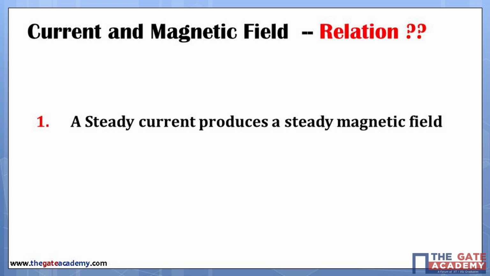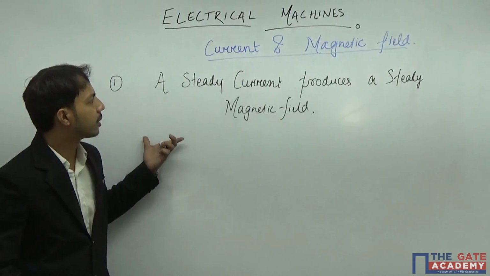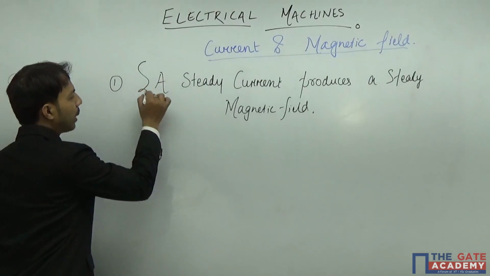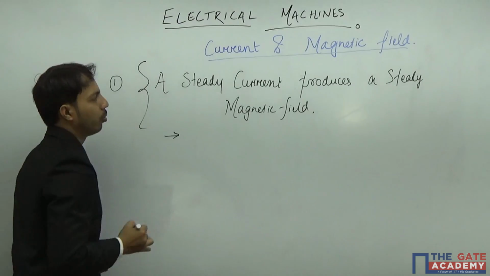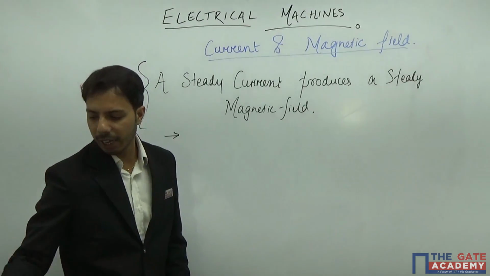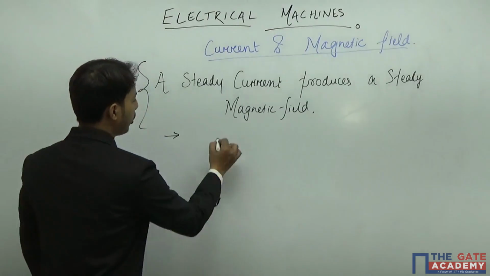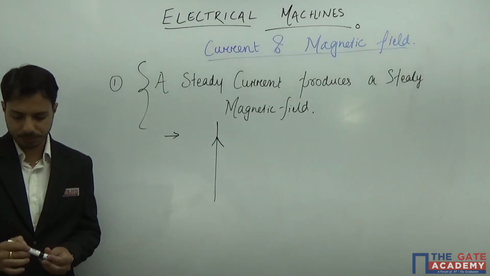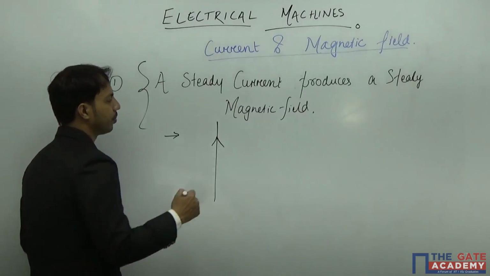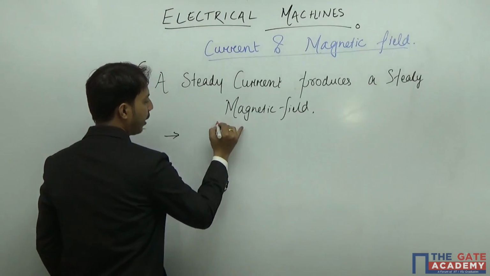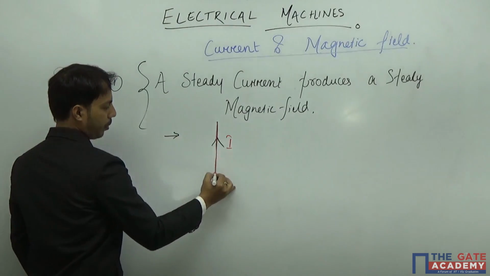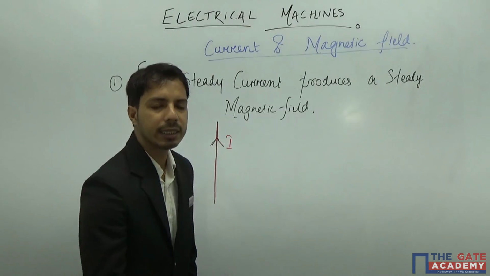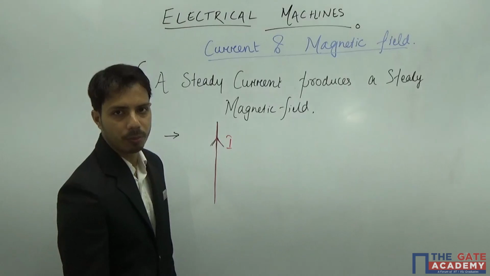Okay. Now let us understand that this is a breakthrough. So let us visualize also. Now for this particular statement, what does steady current mean? It means I have a conductor and the current flowing through that is steady or constant. So this is a conductor and it is having current I flowing through that conductor. Now let us see how my magnetic field will be.